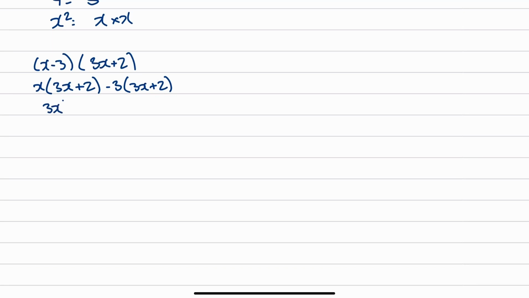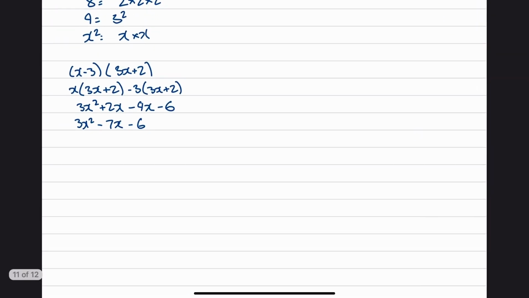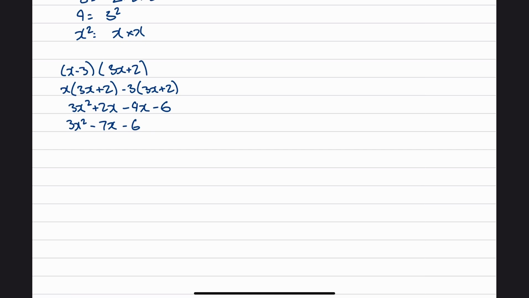So this opens up into 3x squared plus 2x, and the second bracket opens up into minus 9x minus 6. And I can further simplify this into 3x squared minus 7x minus 6. And so I've gotten this quadratic in the general form that quadratics are expressed in, which is ax squared plus bx plus c, where a is 3, b is minus 7, and c is minus 6.